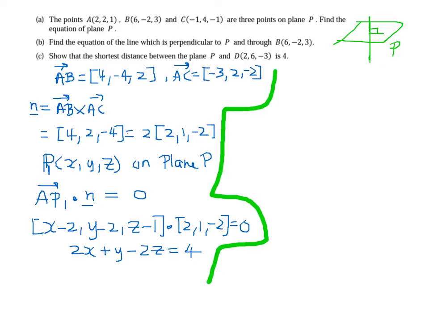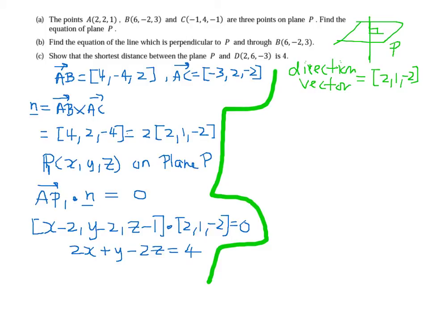and in that way we can just let the direction vector of the line be the normal. We can use the normal, which is this one. That would be 2, 1, negative 2, and just use the point that we talked about. This is the point B.